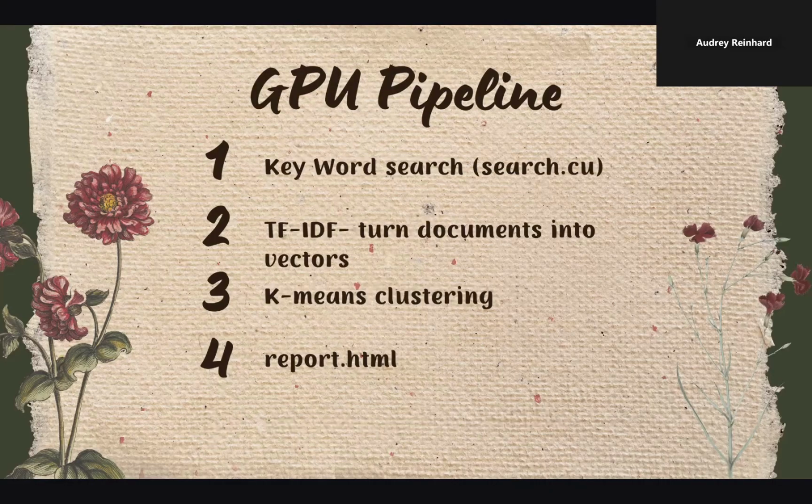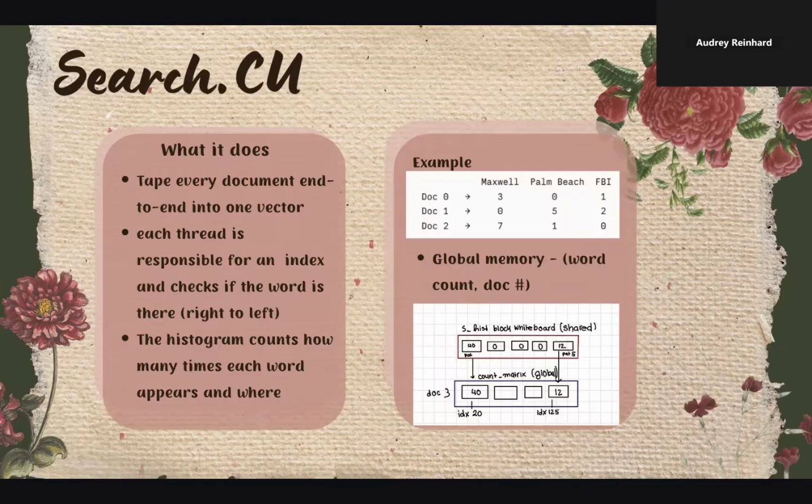In the GPU pipeline, we have 3 kernels running in sequence. First is the keyword search in search.cuda. Then we have the TF-IDF vectorization, which turns each document into a float vector. From there, we have the k-means clustering, which groups documents together. And then finally, we have our output, which is the report.html with all the results.